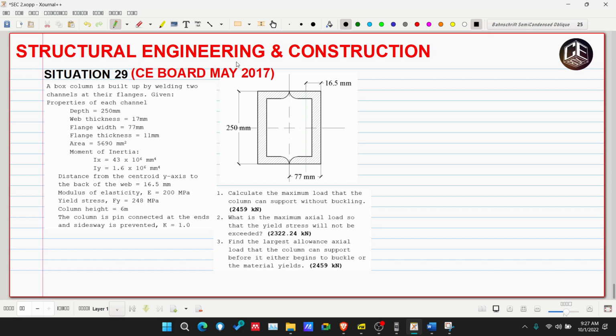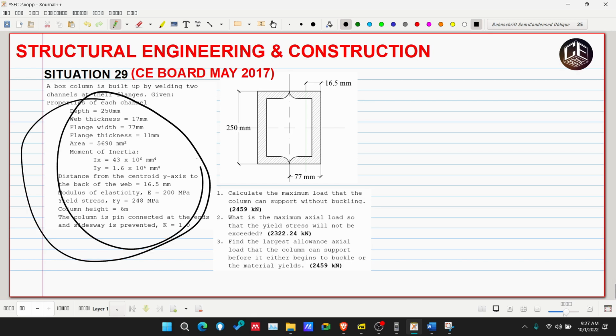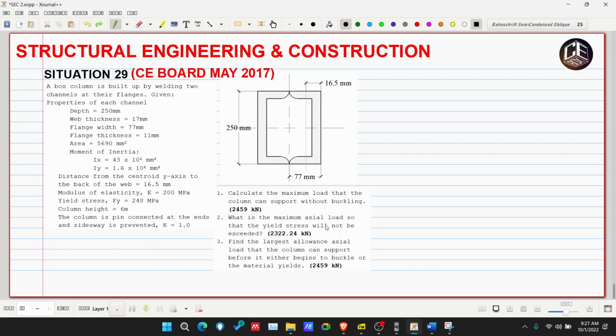A box column is made up of two channels welded at their flanges. Please read the given data, since there is a lot of it. Determine the following: calculate the maximum load that the column can support without buckling, the maximum axial load so that the yield stress will not be exceeded, and the largest allowable axial load that the column can support before it either begins to buckle or the material yields.